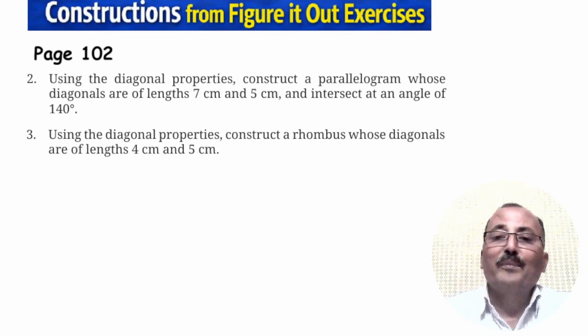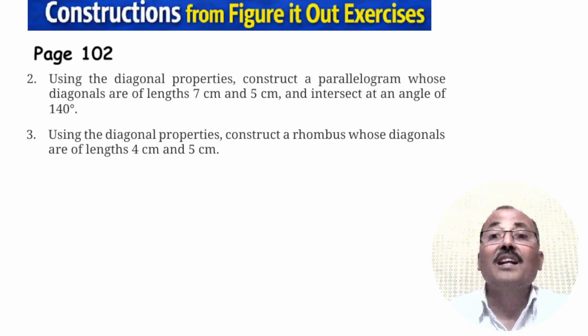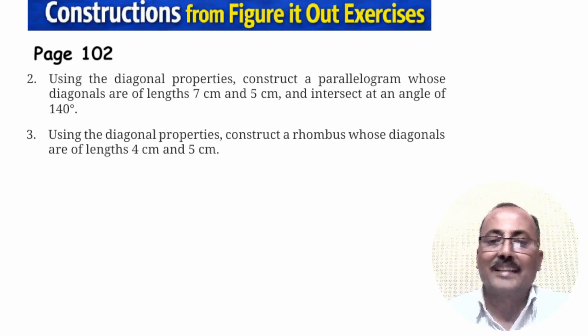Now, from the same page in your class 8 textbook, the third question also is there, using the diagonal properties. Remember diagonal properties. Using the diagonal properties, construct a rhombus whose diagonals are of length 4 centimeter and 5 centimeter. Simply they are leaving, that's all.